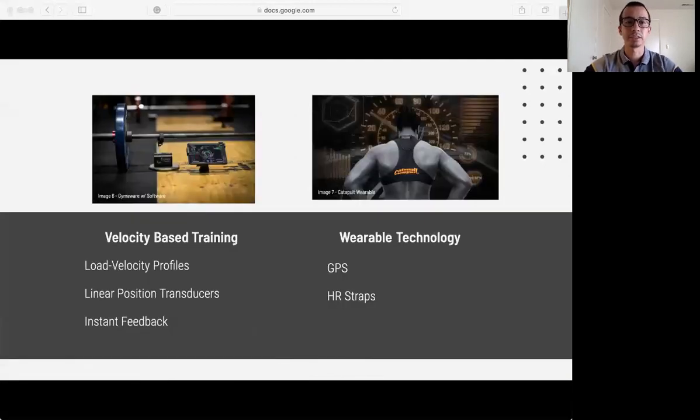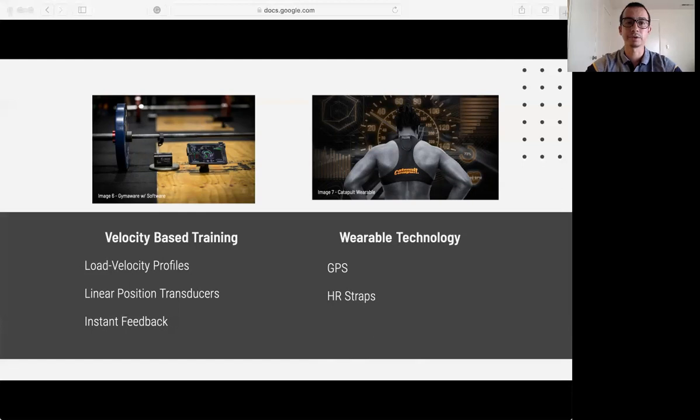Present day, some things that we see in our weight rooms and in our conditioning work, we have velocity-based training, where we create these load velocity profiles for our athletes. We use the transducer that we see hooked up to the barbell here to measure the barbell's velocity. One pro of this is that it gives instant feedback for the coaches and the athletes on that lift for the day.